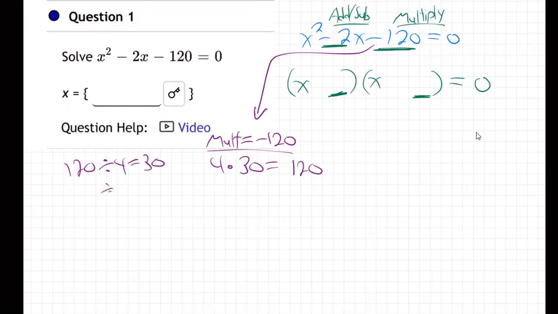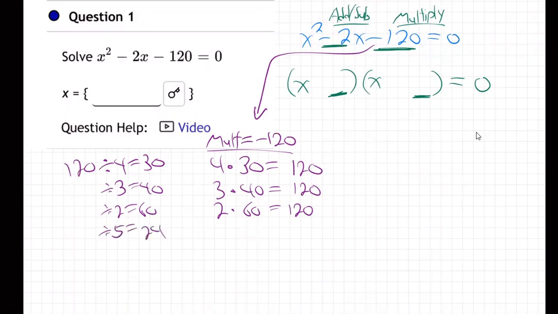How about divide by 3? Then you'll get 40. So 3 times 40 is another pair. Okay, divide by 2. You get 60. So that means 2 times 60. Just use your calculator. You can use calculators on tests and everything. What else? There's probably got to be more. How about 5? I think 24. I'm just going to write down a bunch of these. 5 times 24. How about 6? 20. That means 6 times 20.